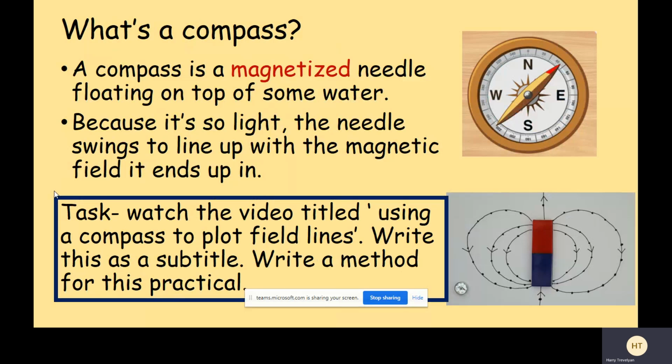You're just going to watch that video. This might not make much sense at the moment. You're going to watch a video that I've attached entitled "Using a Compass to Plot Field Lines." You're going to write that as a subtitle and write a method for this practical. So can you pause the video now, check out that video, write a method, and come back to me when you're done.